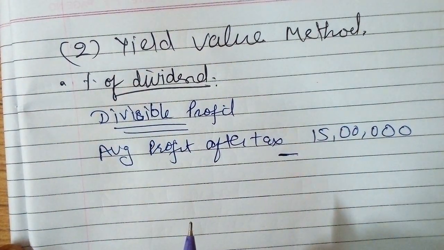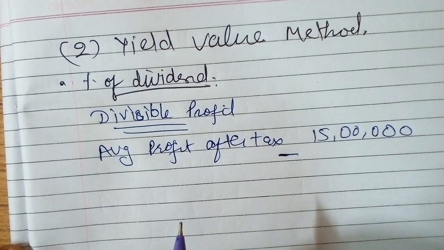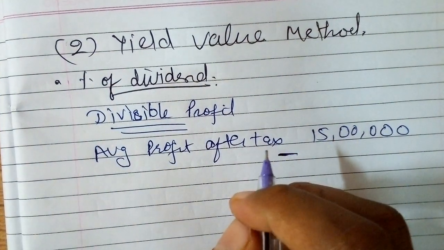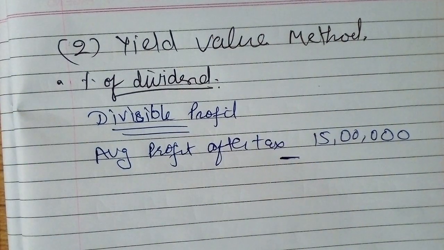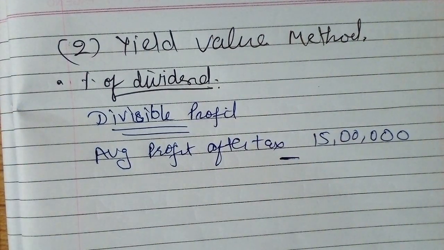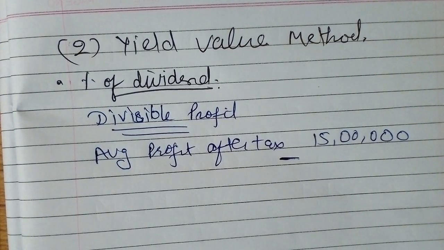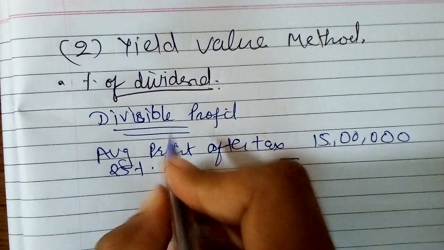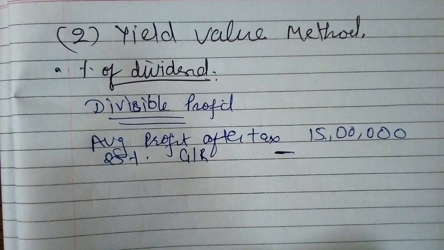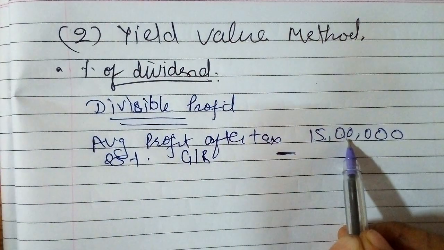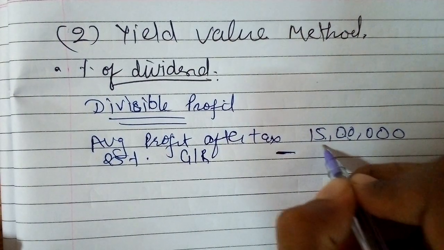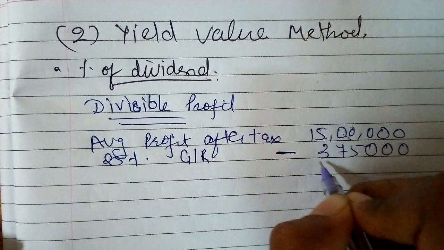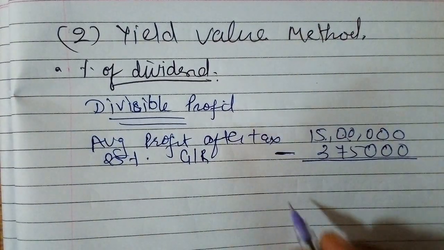Then we have to deduct, which is given in the question, for the last 3 years, company has been transferring 25% of profit after tax every year to its general reserve account. Profit after tax na 25% transfer kare chhe general reserve ma. So 3,75,000 of 15 lakhs, which is going to be transferred to general reserve.